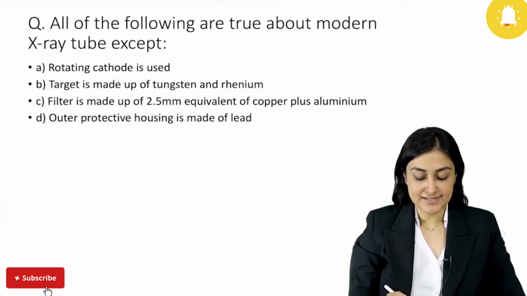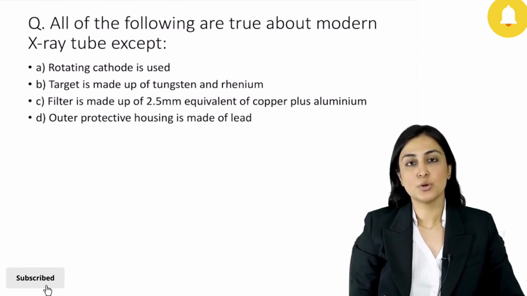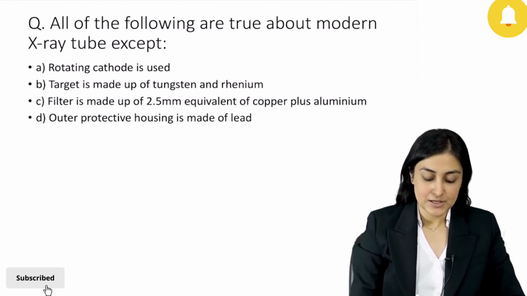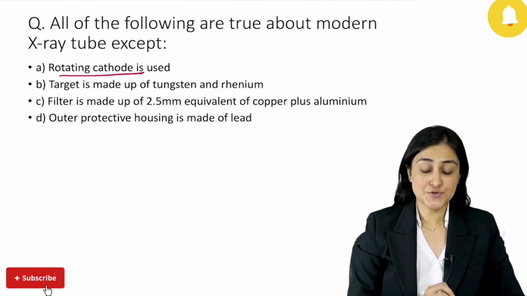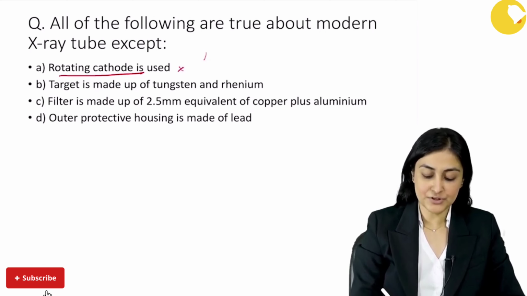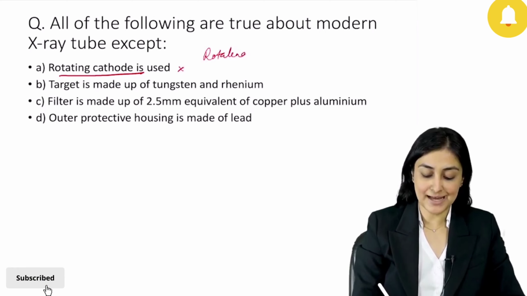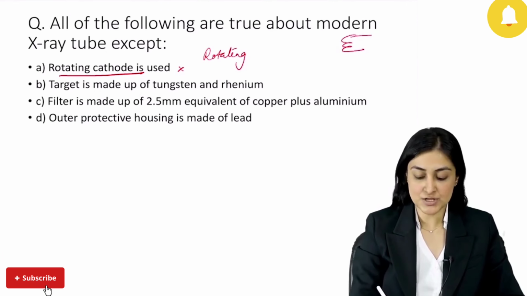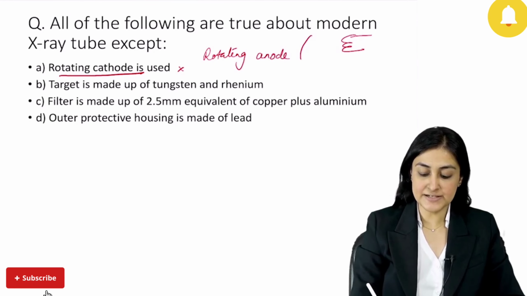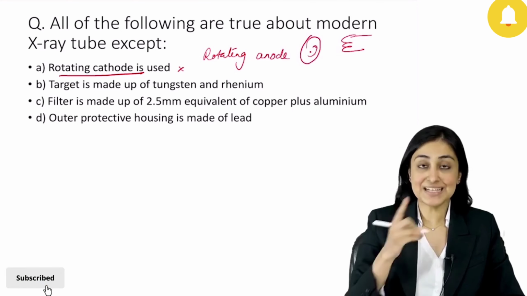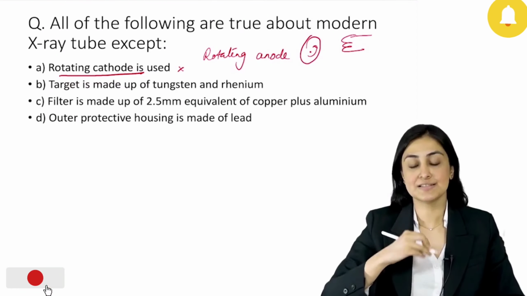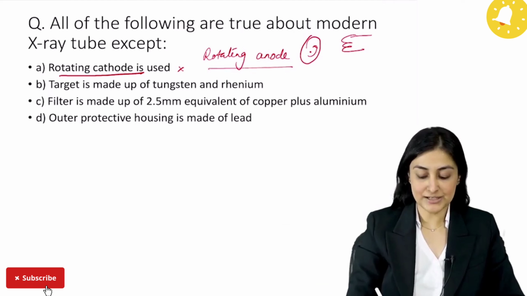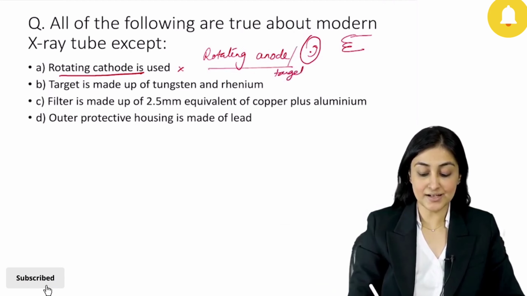So now talking about X-ray tubes. All of the following are true about modern X-ray tube except. So one, rotating cathode is used. No, this is wrong, right? We have the rotating anode. Remember, the cathode is just a filament, which is a thin filament of tungsten which is used, but the anode is actually a disc that is made, which is frequently rotating. Alright, so it's a tungsten disc that rotates. So we have a rotating anode, also called the target.